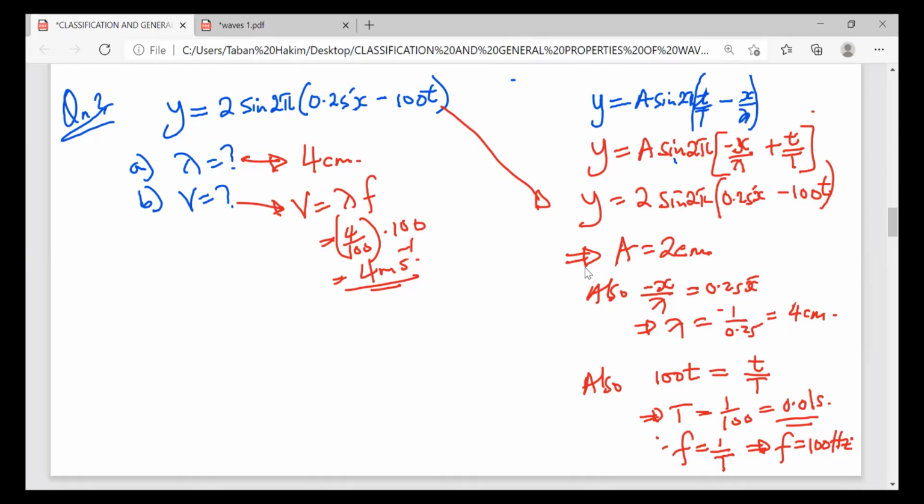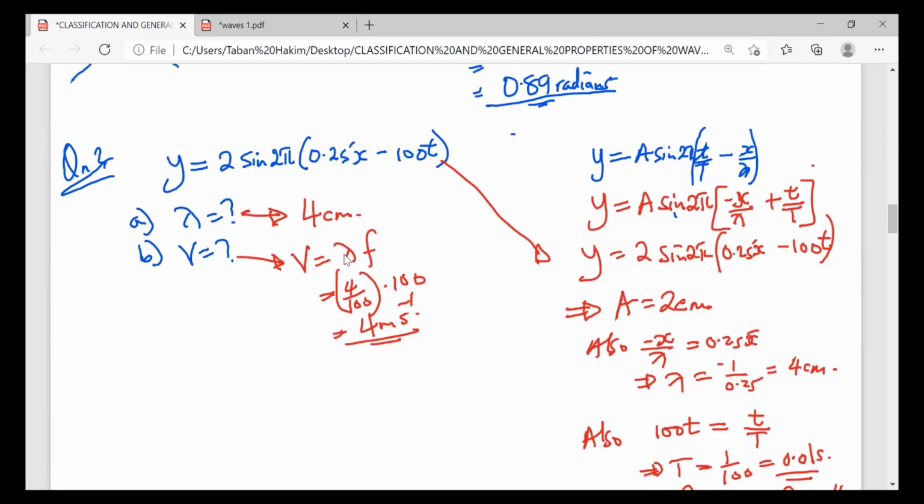So as you're seeing in this working of ours, I've ignored the negatives on purpose, simply because the negatives in that equation simply give us the direction of the wave, and maybe where it started from. In case you want, by the way, you can write this lambda in centimeters, and then you get your answer as 400 centimeters per second.